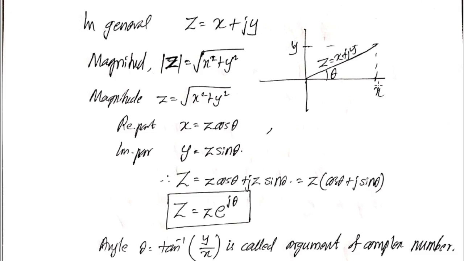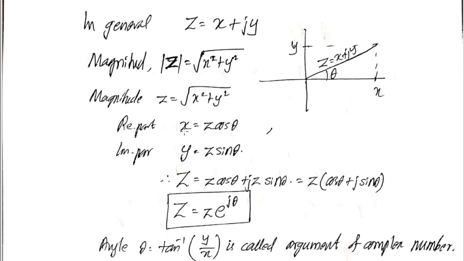On the x-axis, the length is x. On the y-axis, the length is y. And this diagonal will be the complex number z equal to x plus jy. So the magnitude of that complex number is root of x square plus y square, and the magnitude can be represented by small letter. There is a small mistake here, the magnitude will be small z. The magnitude small z is equal to root of x square plus y square.